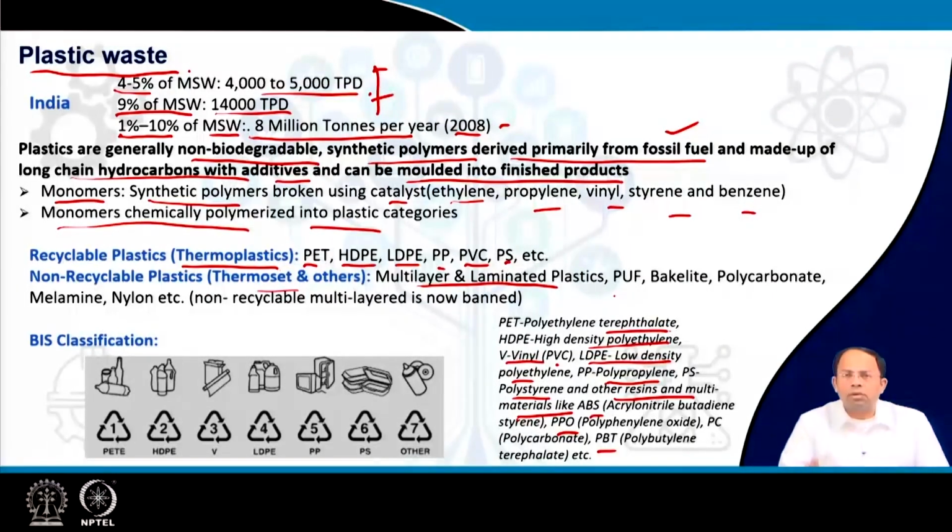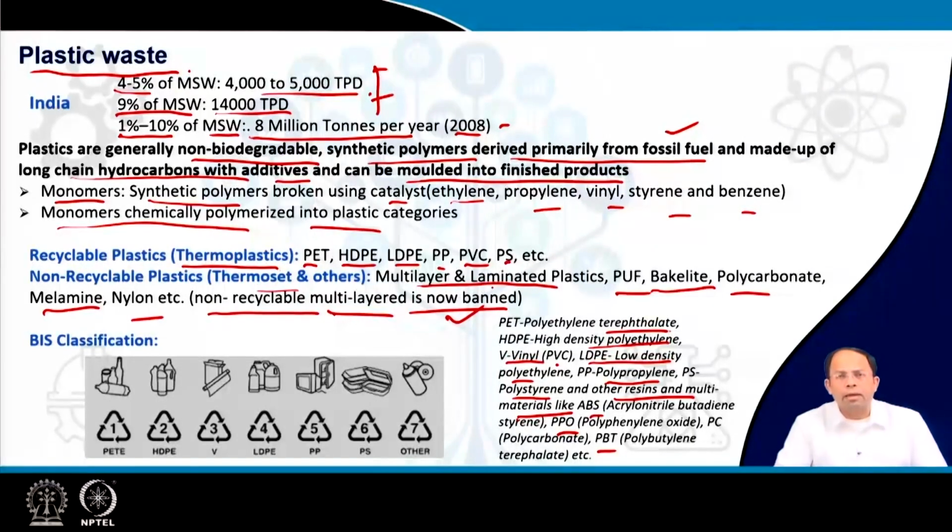We will define what multi-layered plastic means later on. These other terms, which you may be aware of, like bakelite, puff, polycarbonate, melamine, nylon, are all different kinds of non-recyclable plastics or thermosets, which are actually a mixture of other materials as well. These are non-recyclable and also multi-layered. So in today's context, as per the plastic management rules, these kinds of plastics are banned. The reason they are banned is because we are not able to recycle them.